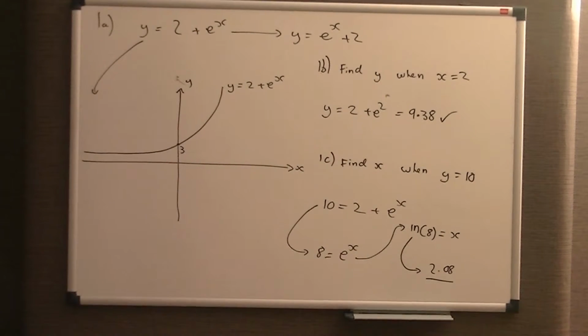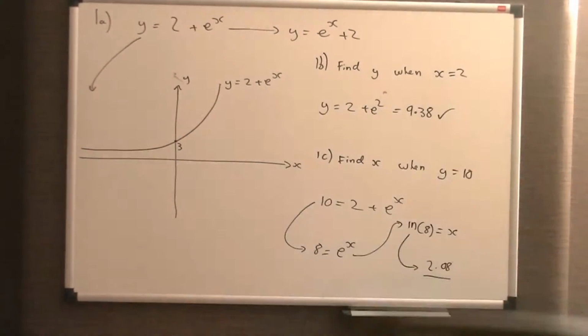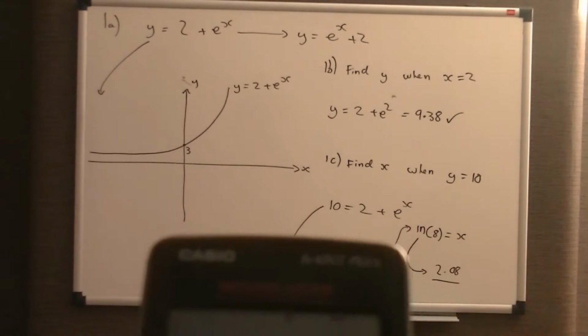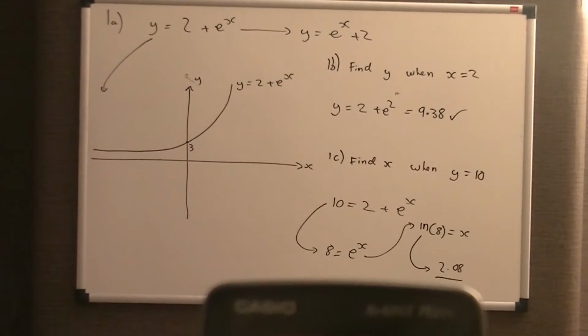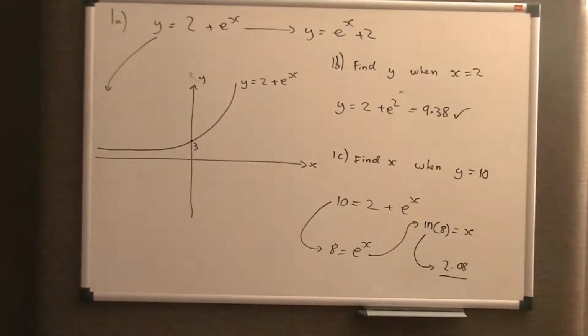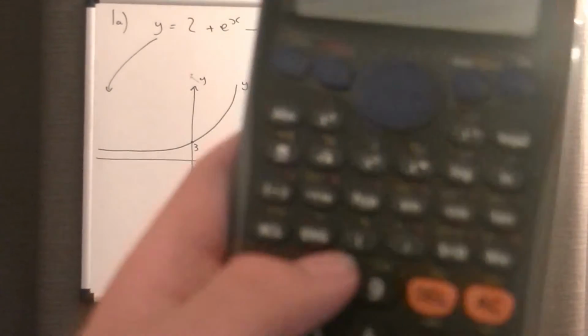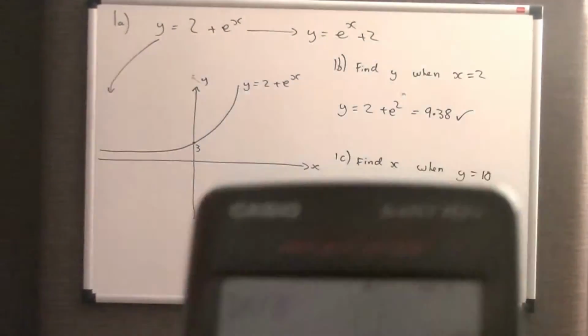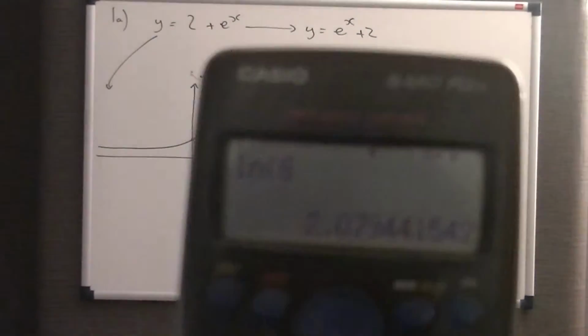So I can prove that to you now. Assuming you haven't got this, 10 equals 2 plus e to the power x, so e to the power x equals 8. So then we worked out, to prove that 2.08 is right, we do the inverse, ln of 8. Sorry, I'm looking through the camera screen here. There's that value that we got, so you can see it on the screen. Basically I've just rounded that one up.